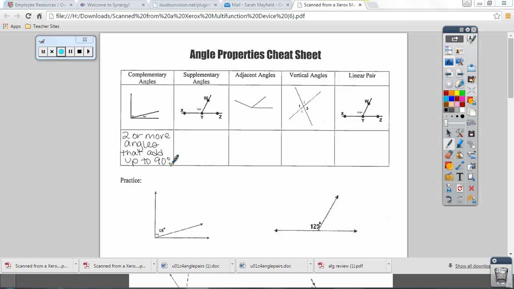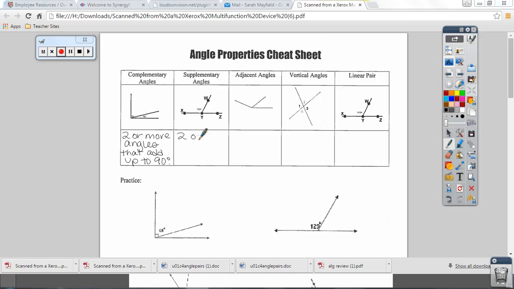Complementary angles can be 2 or more angles as long as they add up to make a 90-degree angle, which is a right angle. I remember complementary angle because my 2 small angles make my right angle. And how I can guarantee that this is a right angle is because of this little box right here in the corner. Okay?